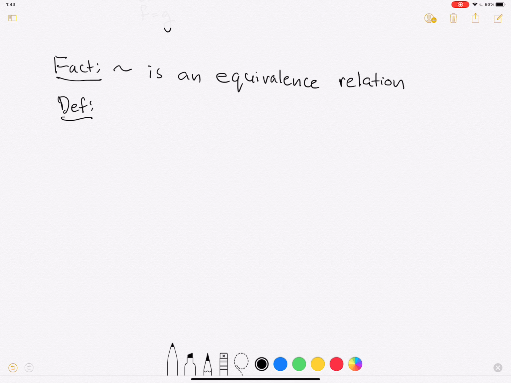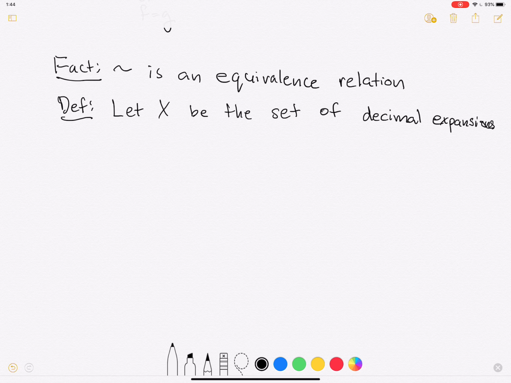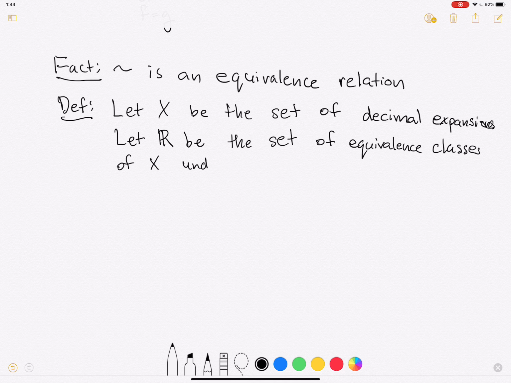So let X be the set of decimal expansions. Let R be the set of equivalence classes of X under tilde. So that's it, that's the reals.